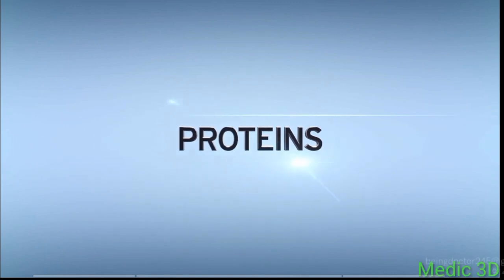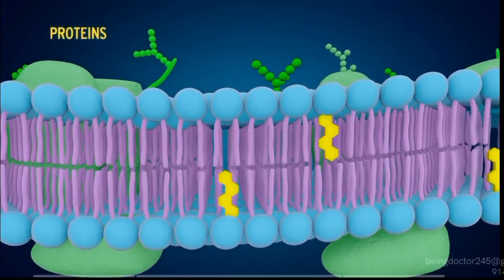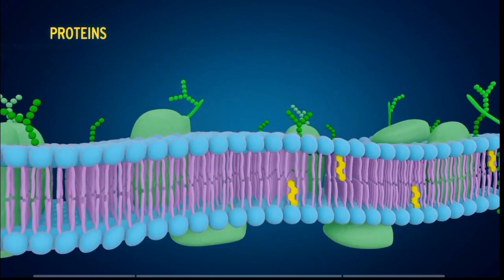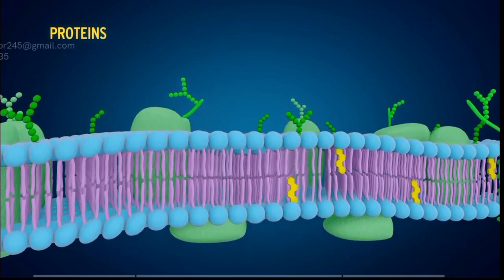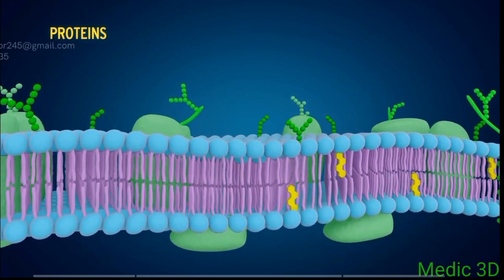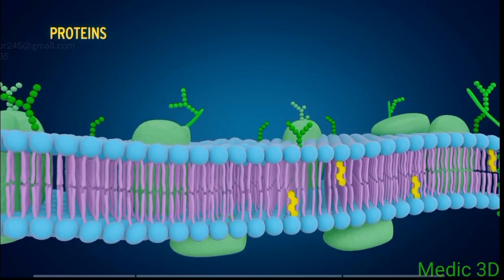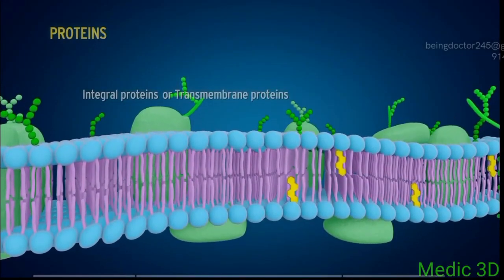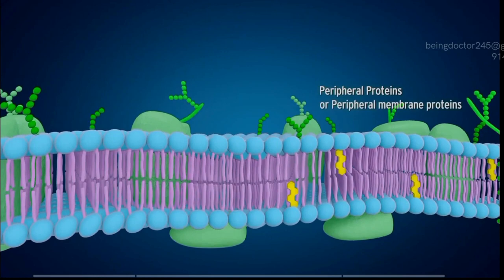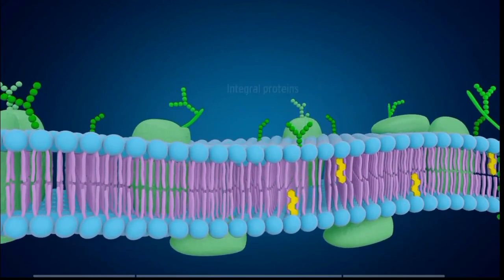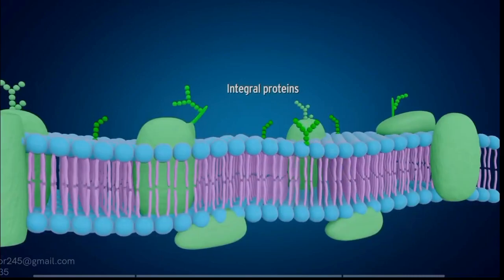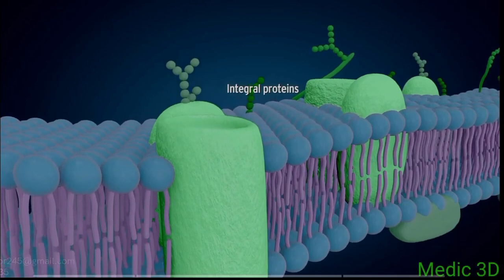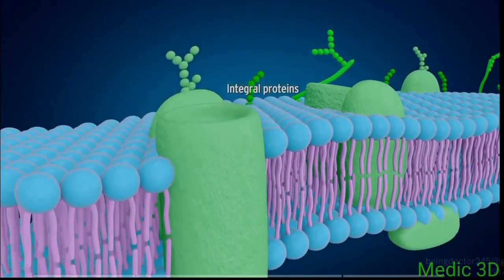Proteins. The cell membrane protein constituents float within the lipid bilayer. Most of these proteins are glycoproteins. Based on their arrangement, protein molecules are classified into two categories: integral proteins or transmembrane proteins, and peripheral proteins or peripheral membrane proteins. Integral proteins. Integral or transmembrane proteins are the proteins that pass through the entire thickness of the cell membrane from one side to the other side.